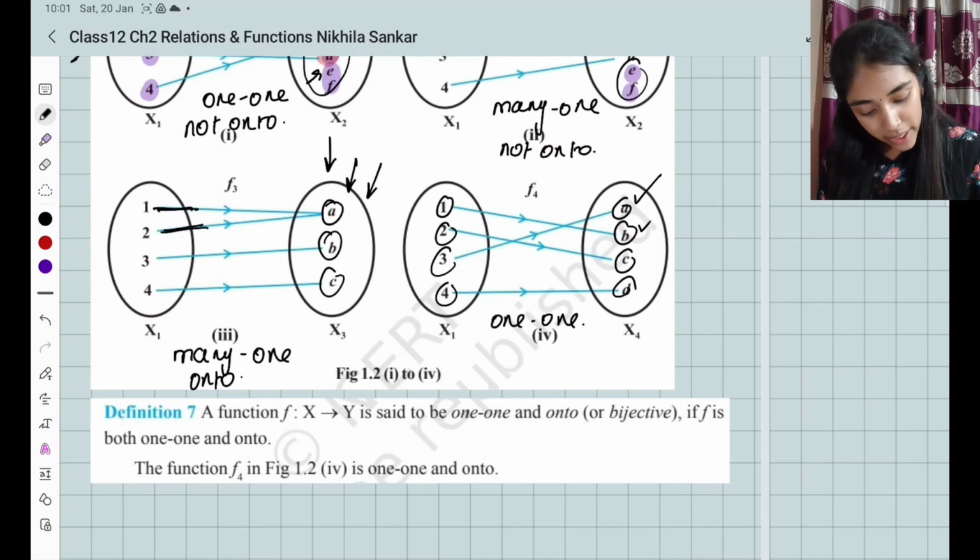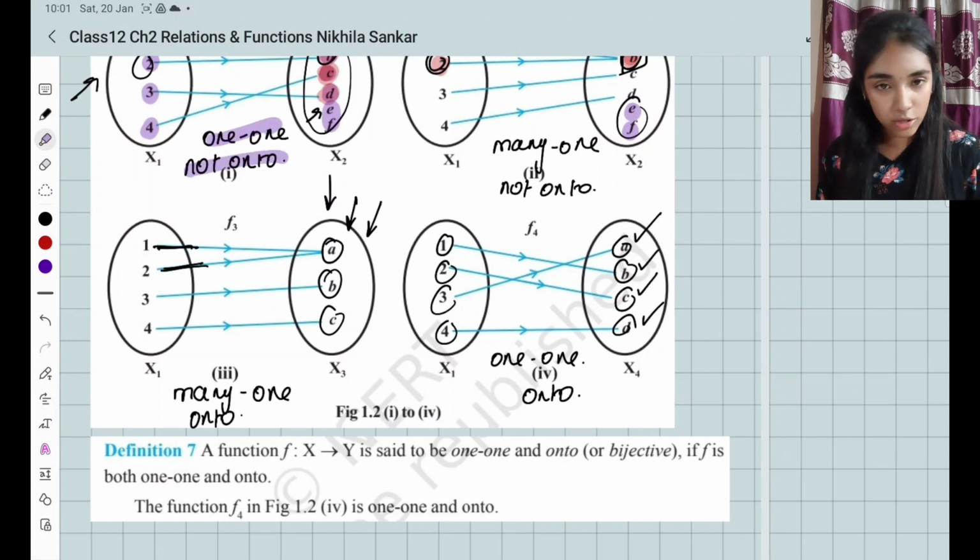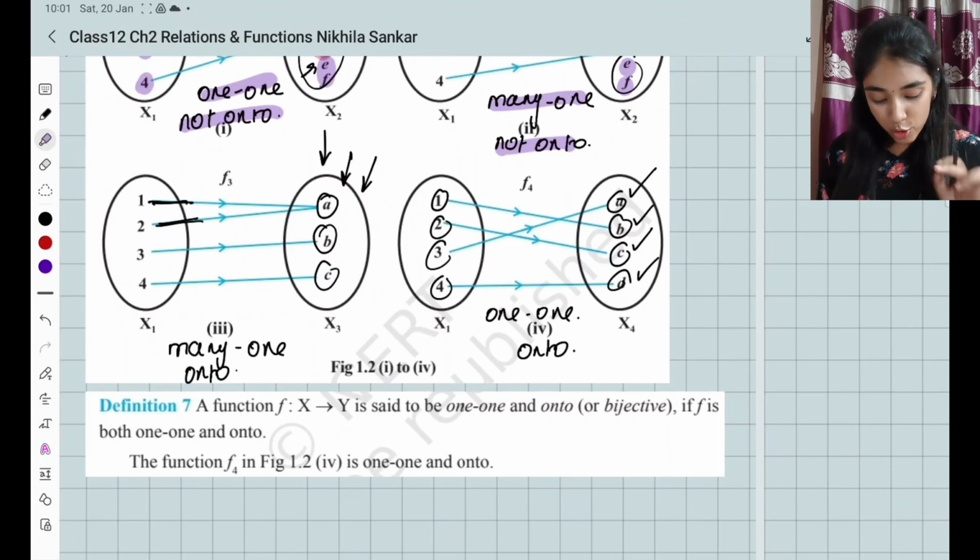Okay, இந்த பக்கமுமே A, B, C, D, all the values are mapped. So this is also going to be onto. So இப்போ இங்க என்ன தெரியுது? Here it is 1-1 not onto. இந்த ஒரு கேஸ் இருக்கு. இங்க many to 1 and not onto. இங்க ஒரு கேஸ் இருக்கு. So you have to know one more thing.